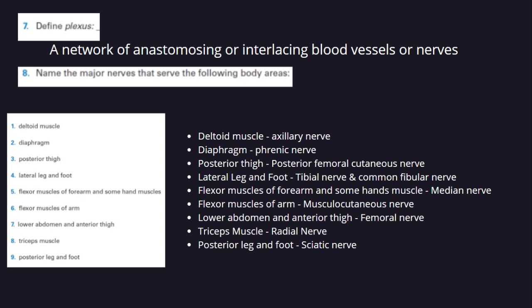Name the major nerves that serve the following body areas: deltoid muscle, axillary nerve; diaphragm, phrenic nerve; posterior thigh, posterior femoral cutaneous nerve; lateral leg and foot, tibial nerve and common fibular nerve; flexor muscles of forearm and some hand muscles, median nerve; flexor muscles of arm, musculocutaneous nerve; lower abdomen and anterior thigh, femoral nerve; triceps muscle, radial nerve; posterior leg and foot, sciatic nerve.